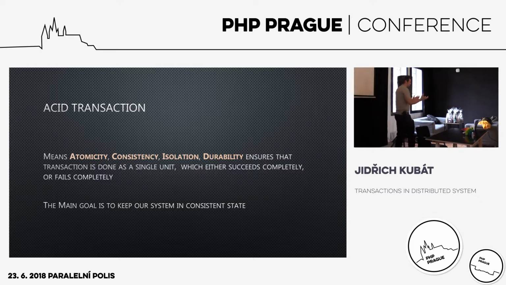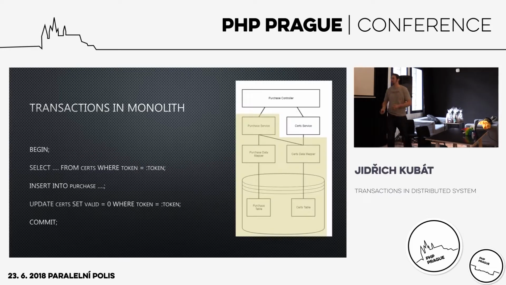So transactions. What is it? Just some theory. ACID transactions are pretty common in relational databases. ACID means atomicity, consistency, isolation, durability. All of it ensures that the transaction is done as a single unit, which either succeeds completely or fails completely. The main goal, of course, is to keep our system in a consistent state. That's the purpose of transactions.